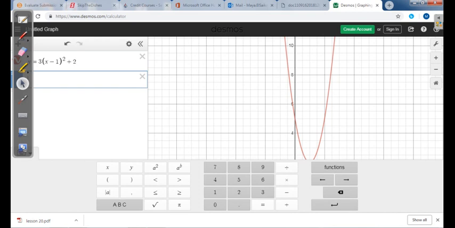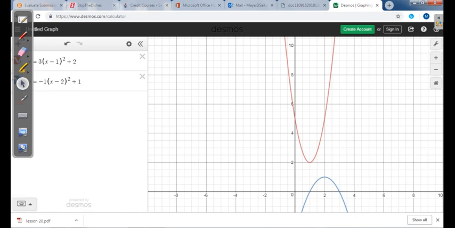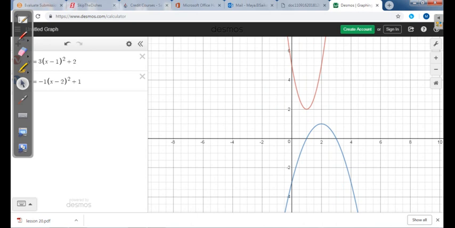Y equals minus 1 bracket x minus 2 bracket squared, and plus 1. Okay, and if I look at this one, it opens down. We know that it's going to open down. And where is the vertex for this one? 2, 1, right? So it's right here. Now give me the third equation.